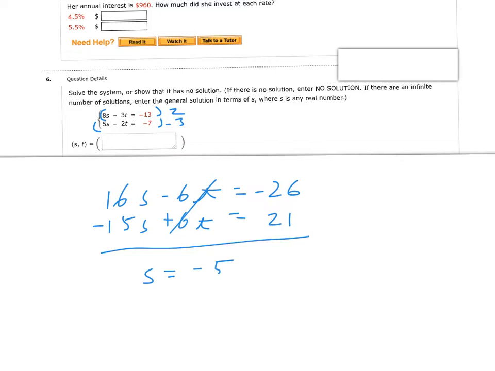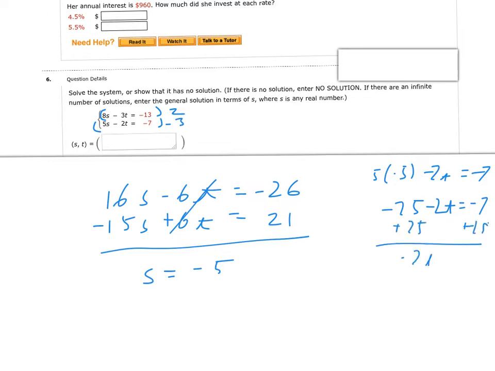So then I'm going to have to plug that back into either equation here. So 5 times negative 5 minus 2t equals negative 7. I'll go ahead and plug it into the second one. Either one works though. Negative 25 minus 2t equals negative 7. We'll add the 25 over. So that'll be negative 2t equals 18. So divide by negative 2, and t equals negative 9. So in the s comma t format, that would be negative 5 comma negative 9.